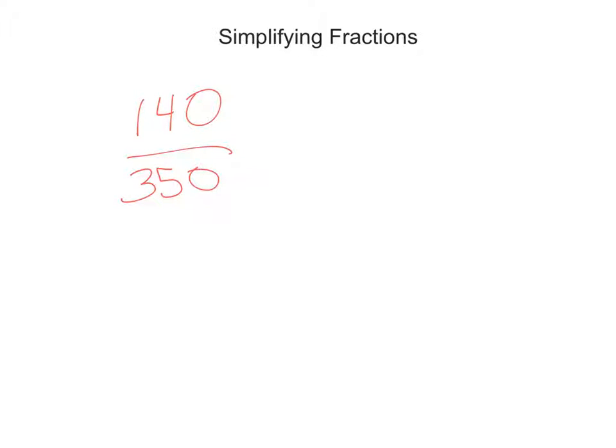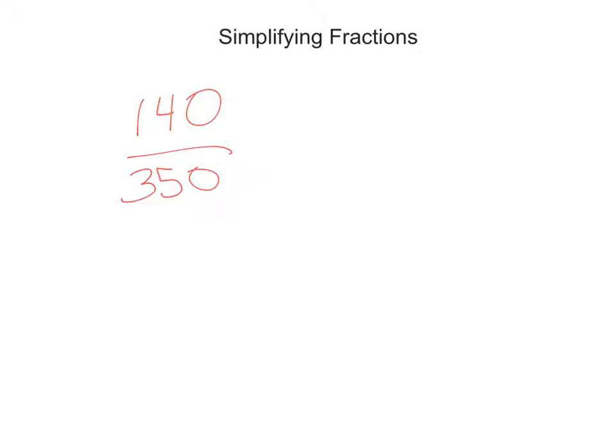Now here's a fraction that seems relatively complex, 140 over 350. What you want to notice is this can be simplified because these are both even numbers. And in fact, hopefully you've noticed that they both end in a 0. Now we know that multiples of 10 always end in zeros.